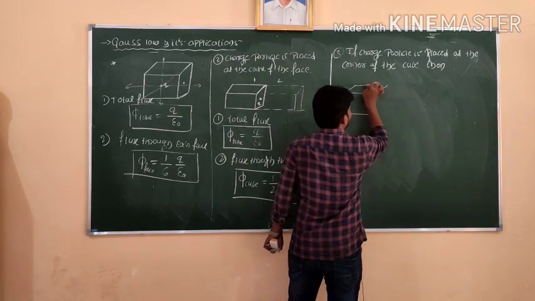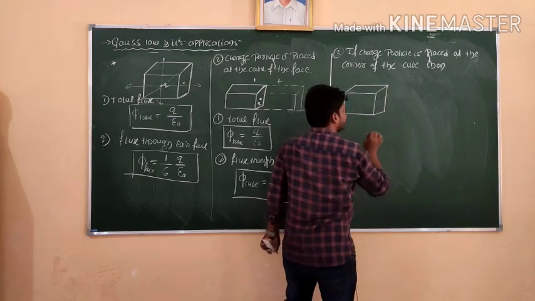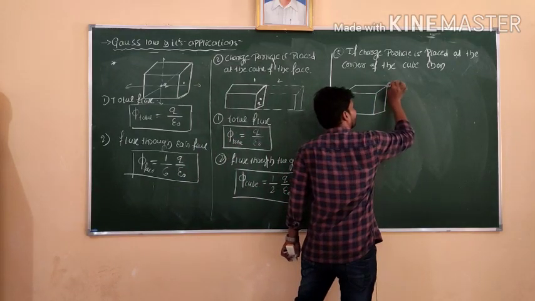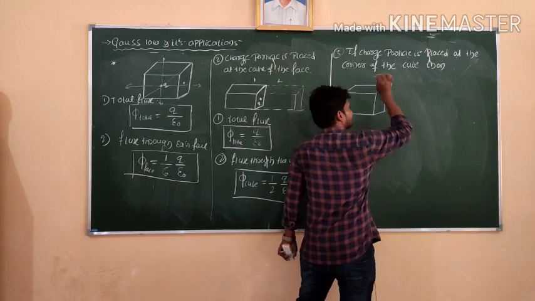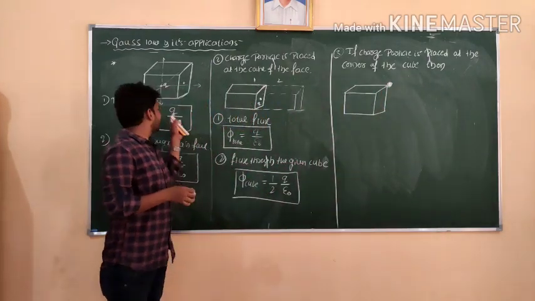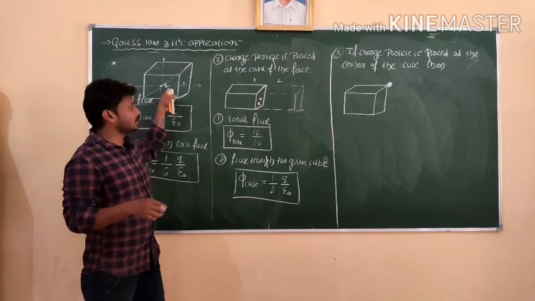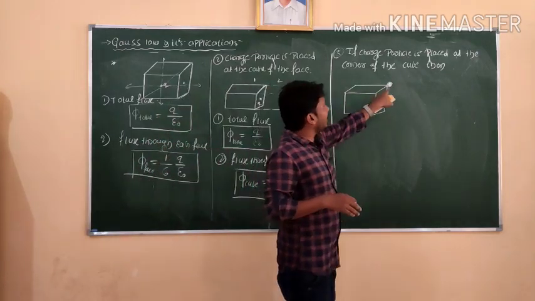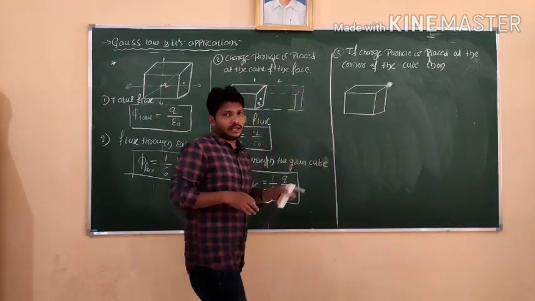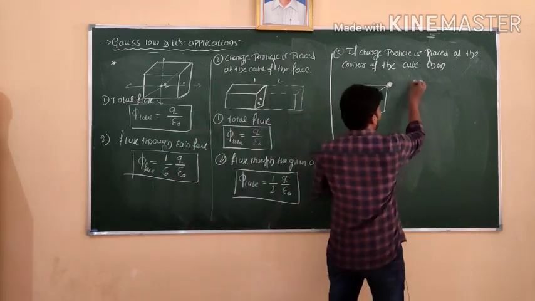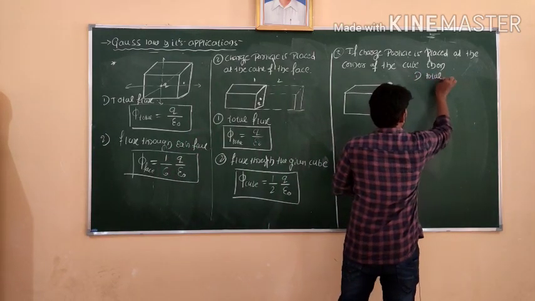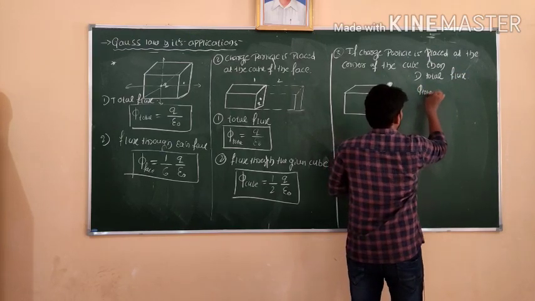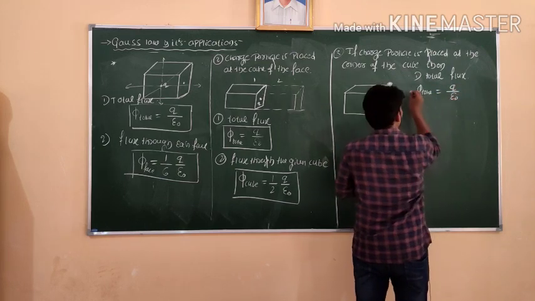I will consider one charged particle. That charged particle is placed at the corner of the cube, I said. So here this is the position of the charged particle. In the first case I considered the charged particle at the center of the cube. In this second case I considered the charged particle at the center of the face. So now here I consider the charged particle at the corner. So what is the total flux? The total flux value, phi total, is Q by epsilon naught.